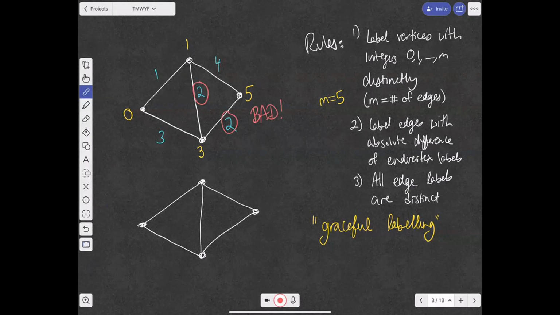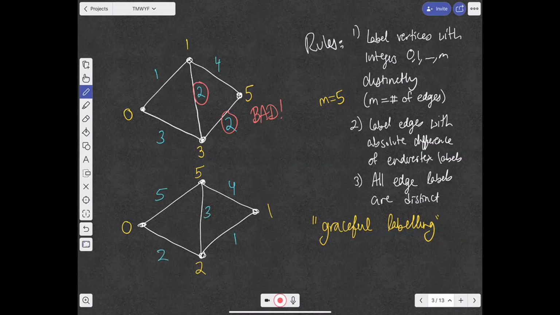In fact, these differences have to be 1, 2, 3, 4, and 5, because we're labeling with 0 through m. Since they're all distinct, they're going to be 1, 2, 3, 4, and 5. So I think we can do this. I think this graph is graceful but we have to be a little bit more sneaky about it. Since we have to get a 5 for one of the edges, the 0 and the 5 have to be adjacent. And then I think we're okay. So if we do it this way and look at the edge labels that we get by subtraction, 5, 4, 3, 2, 1, and so that works.